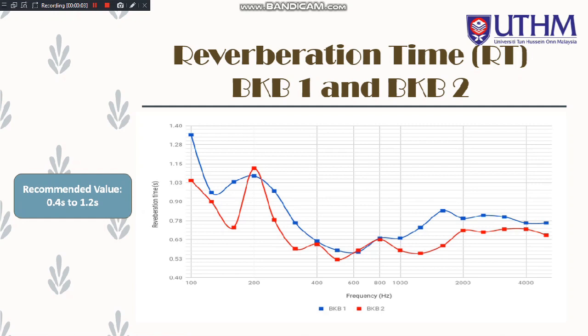Next is reverberation time at BKB 1 and BKB 2. Compared to the lecture room, BKB 1 and BKB 2 was lower than at block BKE. This is because at lecture room, BKB 1 and BKB 2 are using cushion chair for all the student and lecturer. So, the reverberation time is at reach recommended value.